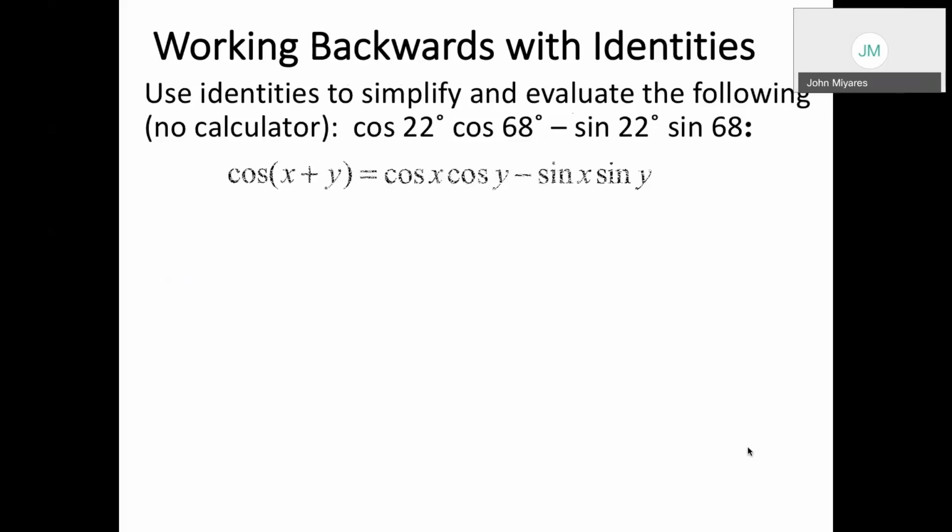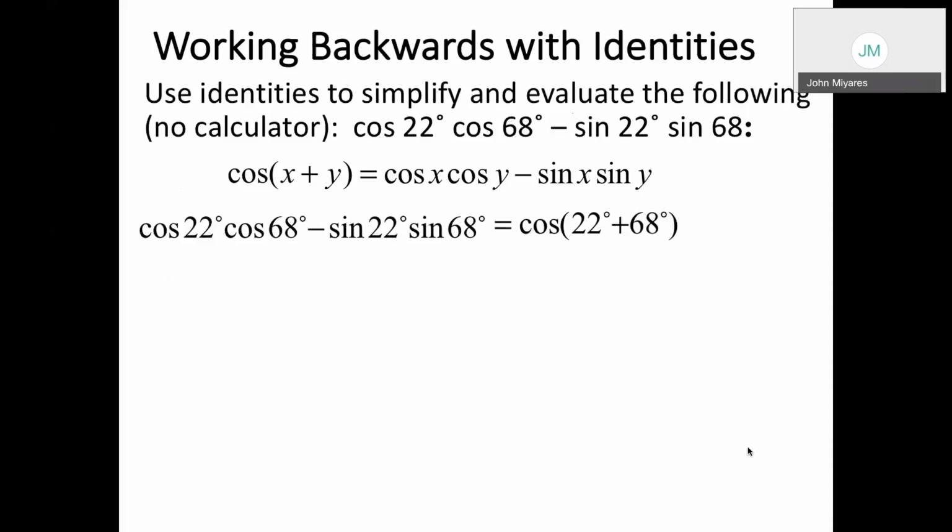But we do have one of our identities that says the cosine of the sum of two angles, x plus y, will equal the cosine of x times the cosine of y minus the sine of x times the sine of y. If we were to try to apply that identity backwards, we could say that our given expression, cosine of 22 degrees times the cosine of 68 degrees minus the sine of 22 degrees times the sine of 68 degrees, could simplify to the cosine of 22 plus 68 degrees.